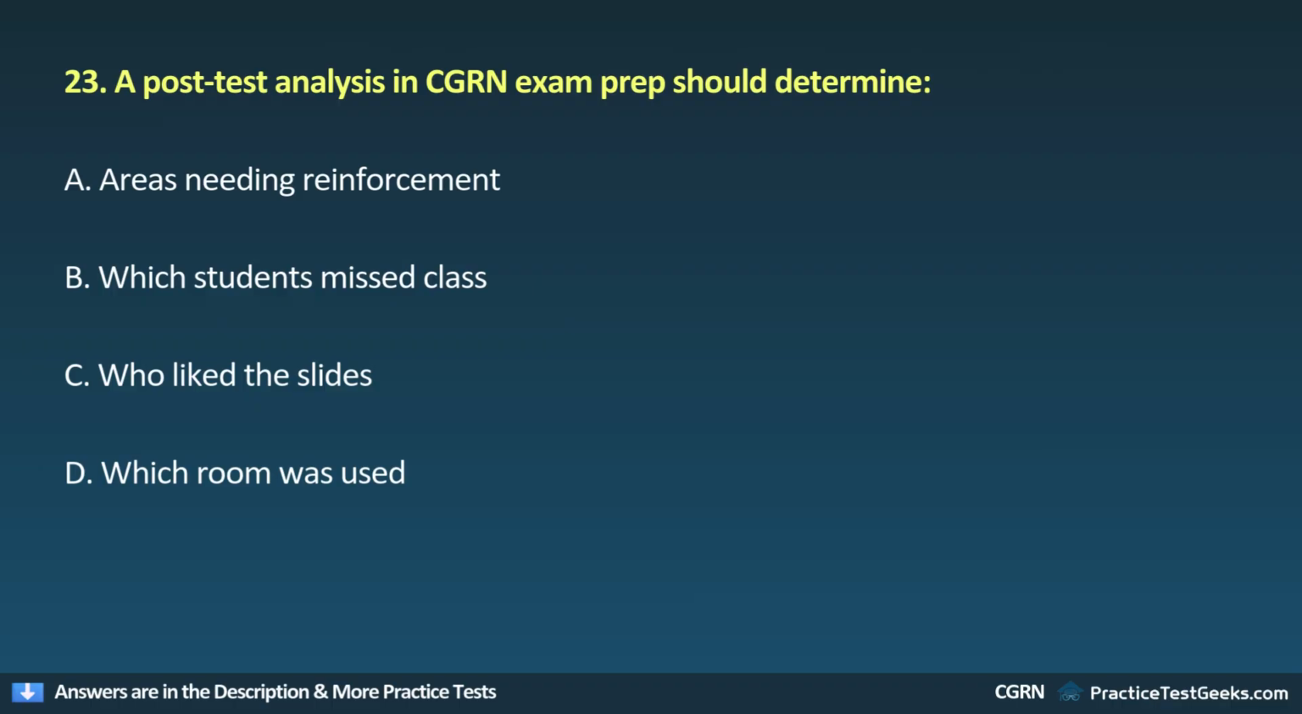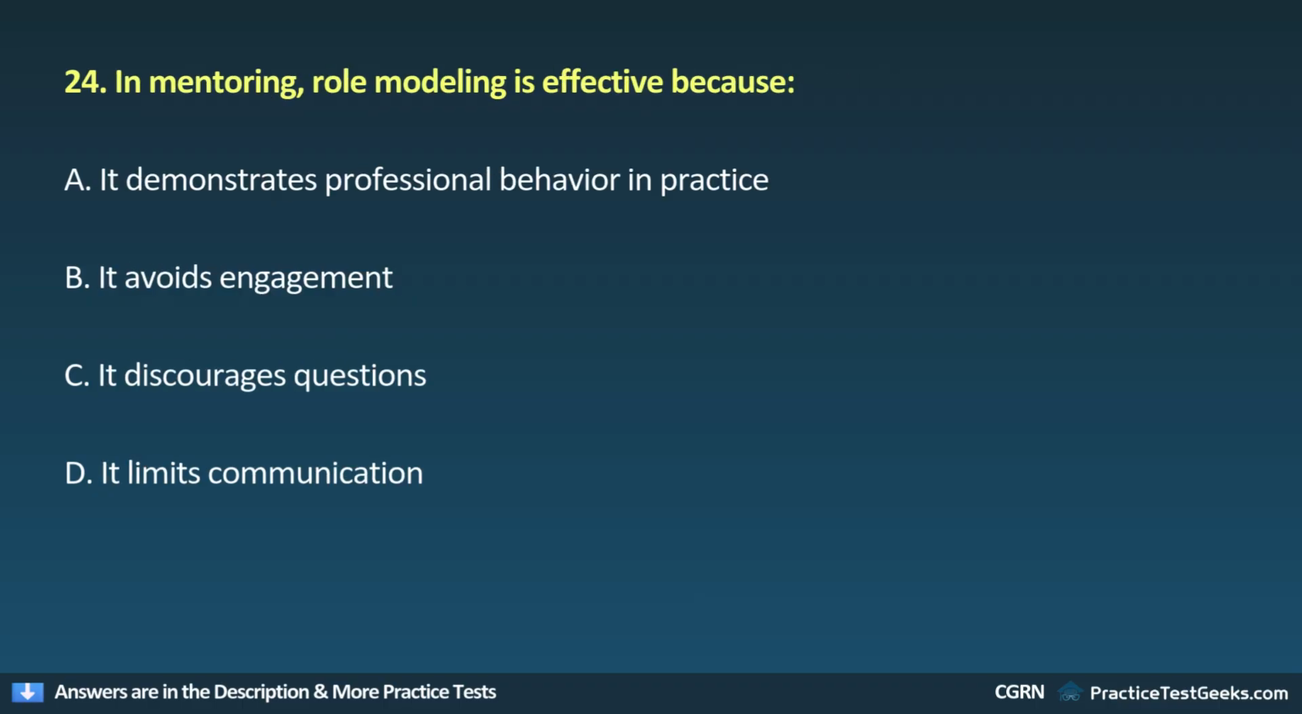23. A post-test analysis in CGRN exam prep should determine A. Areas needing reinforcement. B. Which students missed class. C. Who liked the slides. D. Which room was used.